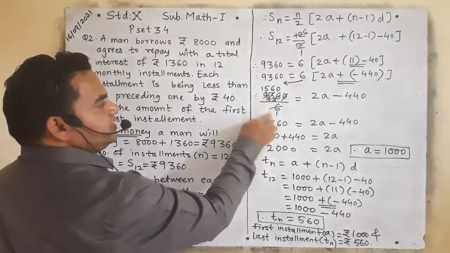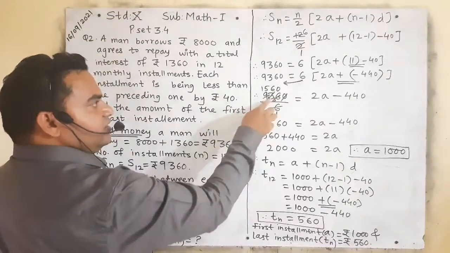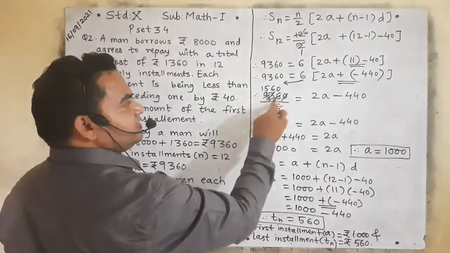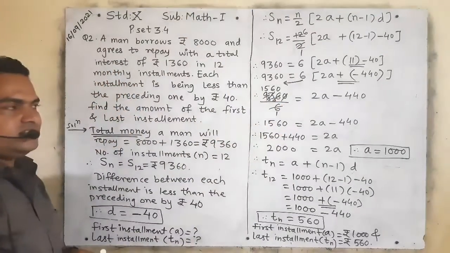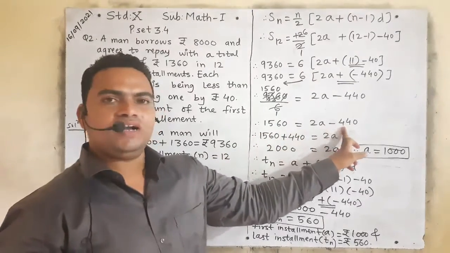So the answer will come: 6 ones are 6. 9 was there, so 3 remain. 33, 6 fives are 30, 3 remain, so that is 36. 6 sixes are 36. Zeros are 0. So 1560 is equal to 2A minus 440.